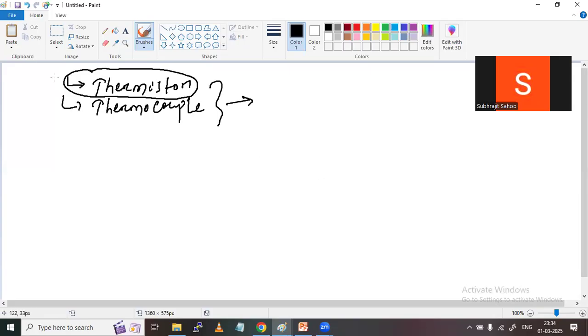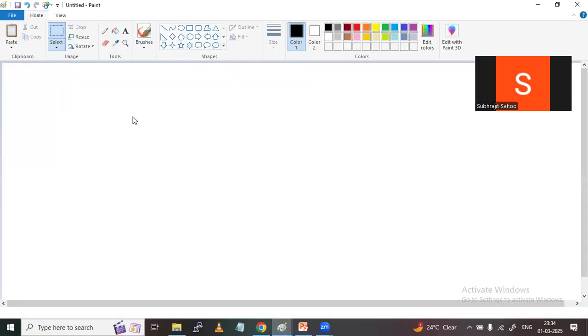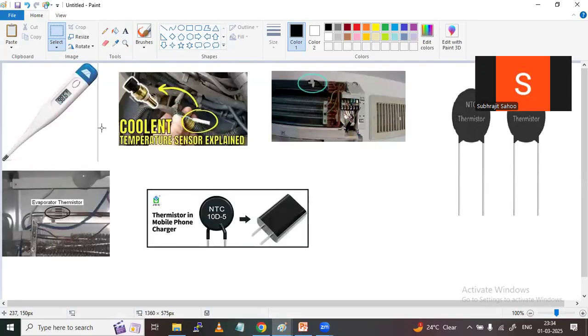It has several applications. This thermistor is generally used in several applications. Nowadays, the digital thermometer is coming, where a thermistor is used. Later I will tell about all these applications.